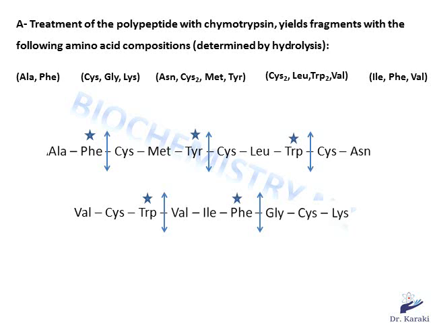The first fragment obtained by the action of chymotrypsin is alanine, phenylalanine. This is how chymotrypsin cleaves after phenylalanine, and this fragment is released. The next fragment is cysteine, glycine, lysine. When chymotrypsin cleaves after phenylalanine, this fragment will be released. So far, we haven't encountered two cysteines in the same fragment to think how they are linked.